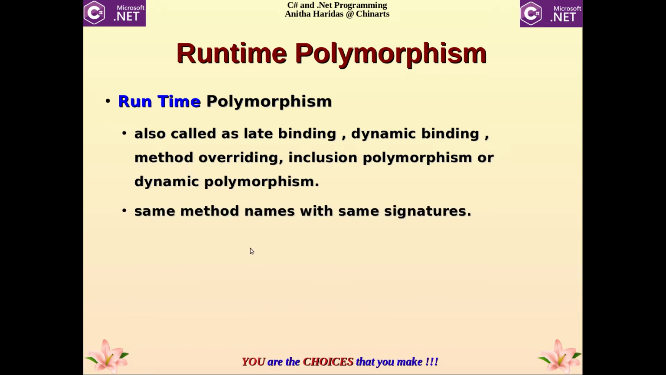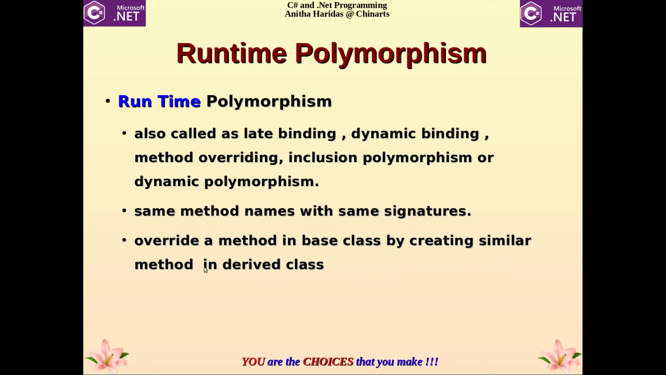Now here what happens in the runtime polymorphism, we will have same method names but with same signatures. This is the first point you have to note for the compile time and runtime polymorphism. In the compile time polymorphism, same method name with different signatures and different tasks to be performed. But for runtime polymorphism, it is same method name with same signature but with different tasks to be performed. That is a very important point to be noted under polymorphism.